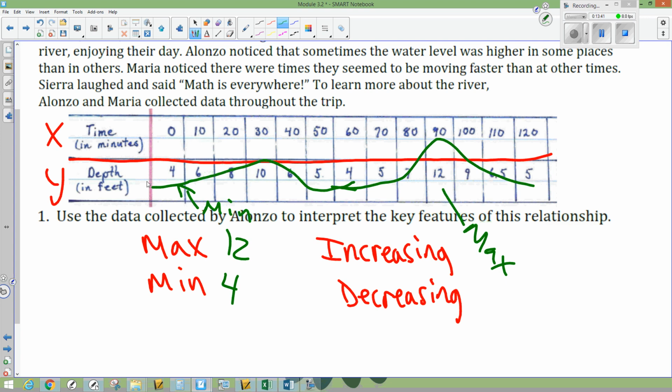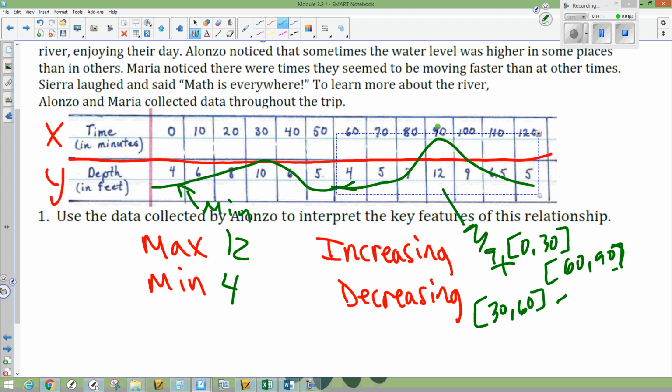But our increasing intervals go from 0 to 30, and then from 60 to 90. Because if we look at this, see how my y values are increasing as I go from 0 to 30, and then they start decreasing until I get to 60, and then they're increasing again until I get to 90, and then decreasing again until I get to 120. So my decreasing intervals are 30 to 60, and then 90 to 120. Okay?